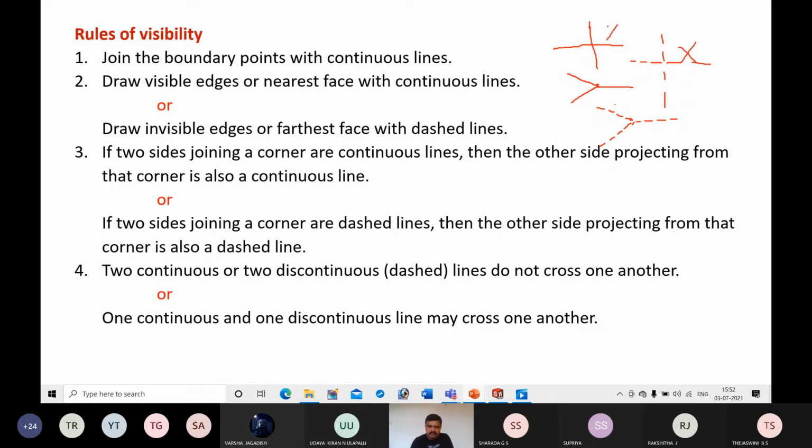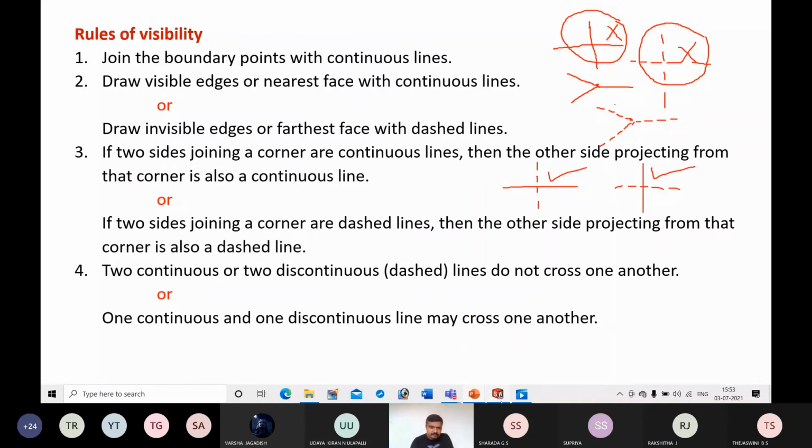Next, what is possible then? One continuous and one dashed line may cross one another. That means if there is a continuous line, it can be crossed by a dashed one. This is possible. If there is a dashed line, it can be crossed by a continuous one. This is possible, whereas two continuous lines crossing is not possible, and two dashed lines crossing is not possible. Based on these points, we will try to connect the remaining slant edges.